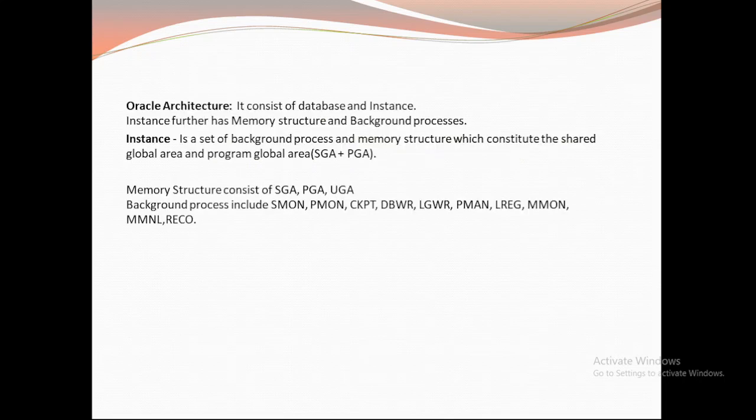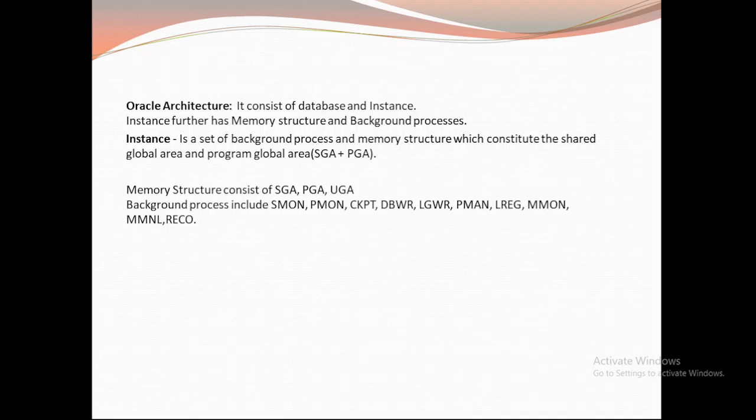Oracle architecture consists of two things. One is the database itself, where we are storing everything, anything you need to store. That's the data, and the place where you're storing it, that's the database. So Oracle architecture consists of two main things, and we can call them the database and the instance. The instance further has a memory structure and background processes. We'll talk about every single thing in detail in our next videos.